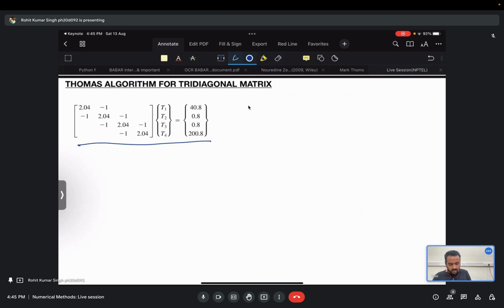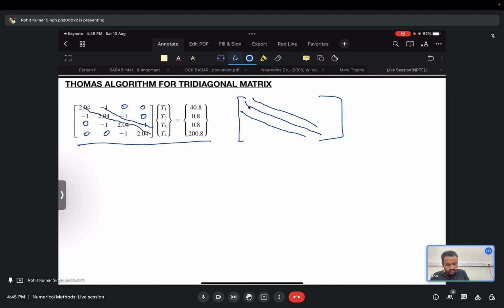system of equations. Where there is a blank, there are zeros. So maybe I'll write it explicitly. First of all, what is a tridiagonal matrix? Tridiagonal matrices are those which have three diagonals. There will be a main diagonal, a super diagonal, and a sub diagonal. Here this is our super diagonal, this is our main diagonal, and this is our sub diagonal. The rest of the elements will be 0. That's what we call a tridiagonal matrix.